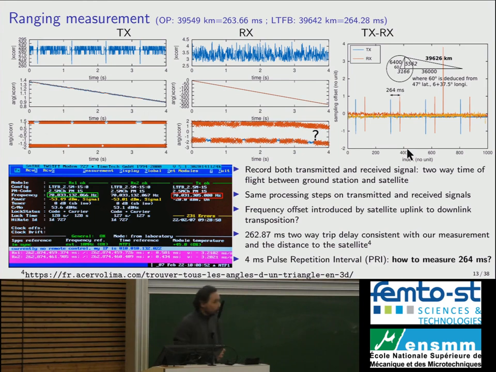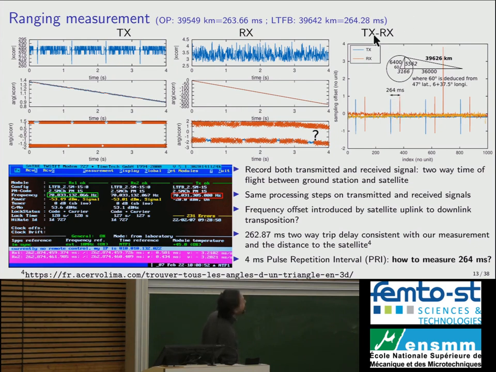So that's what it looks like when you do a ranging experiment. Here Besançon is transmitting a signal towards the satellite. The satellite returns all the signals received from all the observatories, including Besançon. So if you autocorrelate the signal, you get the time of flight between what you sent and what you received. That's the two-way trip between the transmitted signal and the received signal. And you see that the two correlation peaks are separated by about 264 milliseconds.